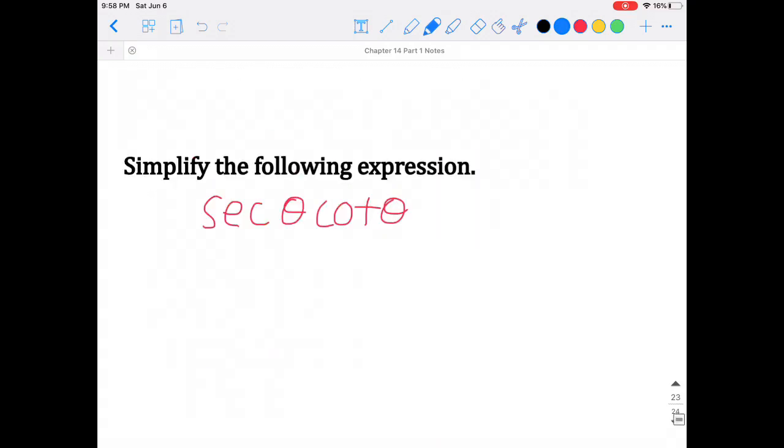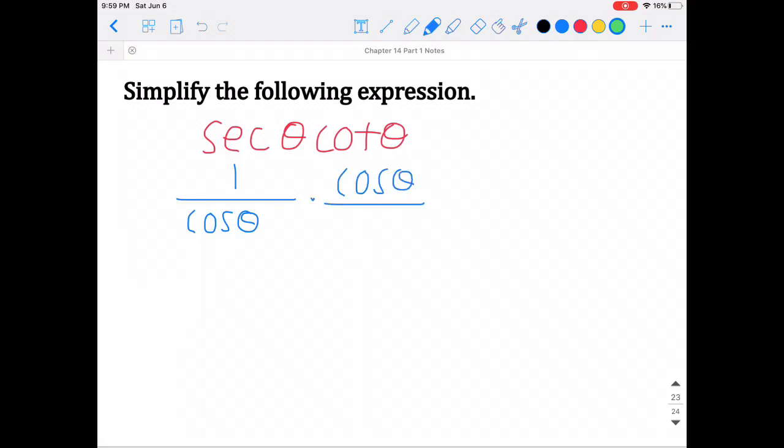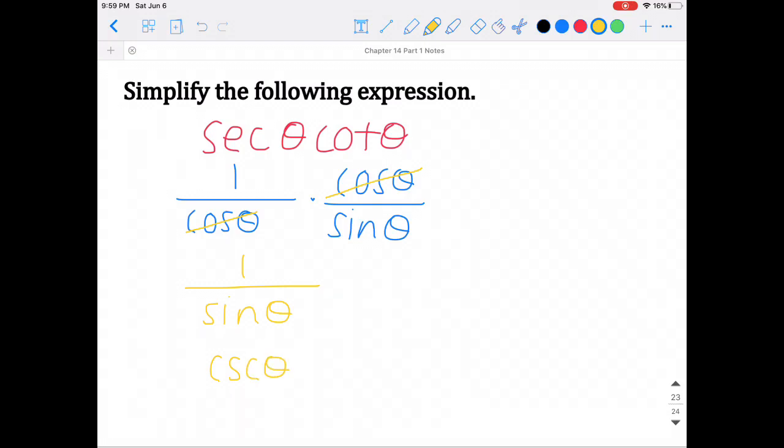One more example for simplifying. We have, simplify the following expression, secant of theta times cotangent of theta. So again, first thing we want to do is put everything in terms of sine and cosine. So secant of theta becomes 1 over cosine of theta, and cotangent is cosine of theta over sine of theta. So notice we are able to cancel out cosine and we're left with 1 over sine of theta. 1 over sine of theta simplifies to cosecant of theta. So secant theta, cotangent theta can be simplified to cosecant of theta.